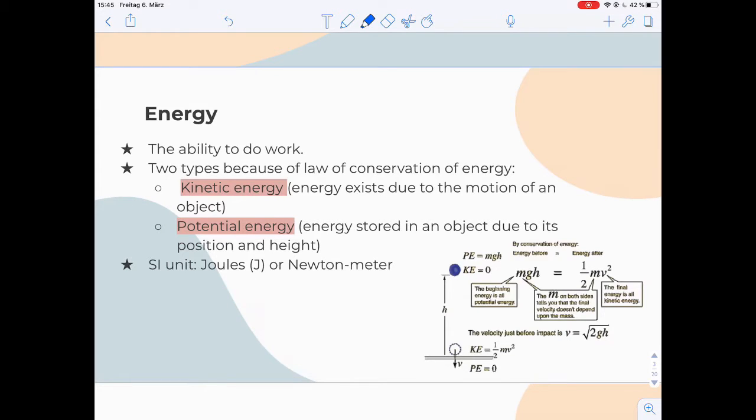Energy is the ability to do work, and there are two types of energy, the kinetic energy and the potential energy. The kinetic energy is the one that exists due to the motion of an object, and this is its formula. And the potential energy is the one that is stored in an object due to its position and height, and this is its formula. The units of energy are joules or newton meters. And the equation follows the law of conservation of energy.